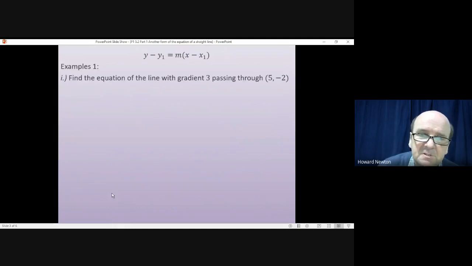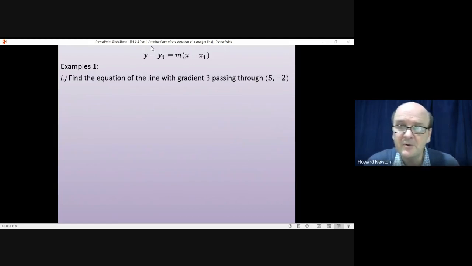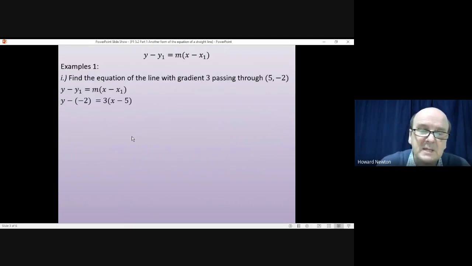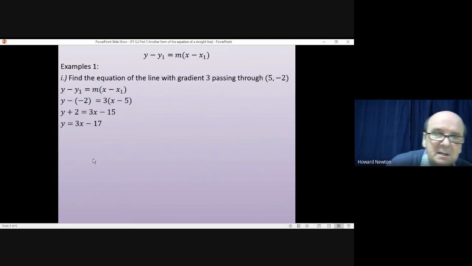Okay, let's have a look at the first question, which just asks us to find the equation of the line with gradient 3 passing through the point 5, minus 2. Now there are no tricks or catches. You just have to substitute these values into the equation. So m is 3, x1 will be 5, y1 will be minus 2. Substituting those in gives us y minus minus 2 is equal to 3 into x minus 5. Multiplying out the brackets will give us y plus 2 equals 3x minus 15. And then rearranging that gives us y equals 3x minus 17.